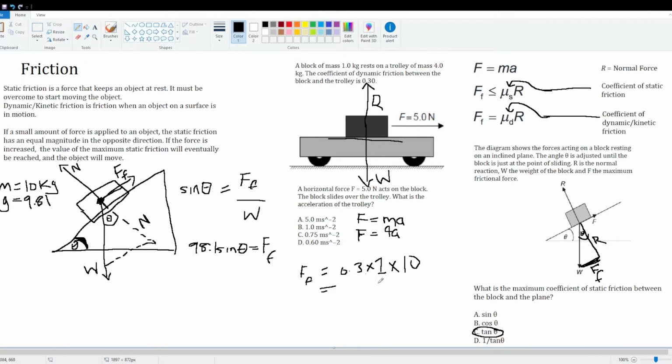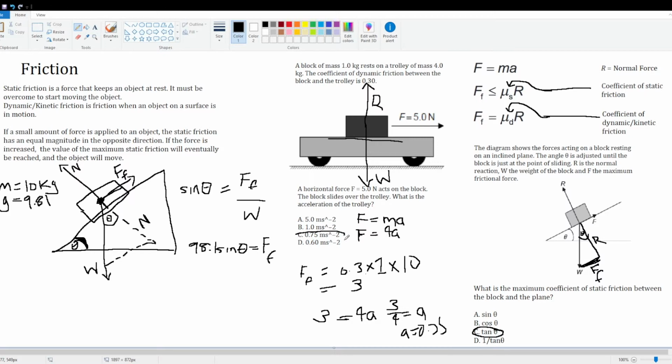Okay, so now that we have that, all we have to do is plug that back into the formula. Because the force we're talking about here in this case is the force of friction, when we put this back into the equation, we get 3 equals 4a. Rearranging this, 3 over 4 equals a, equals 0.75 meters per second squared, and that is what we get, and it is the right answer.